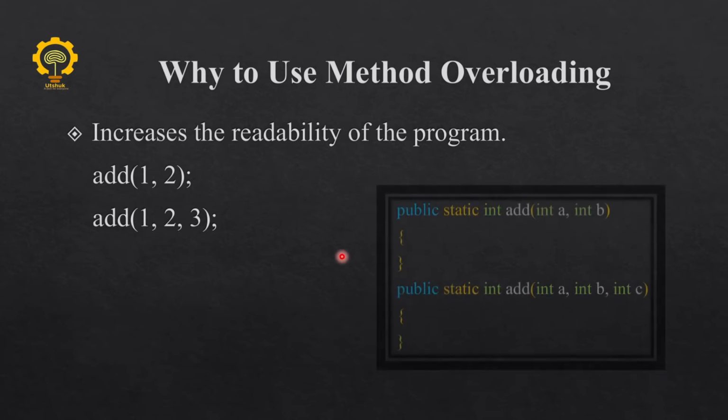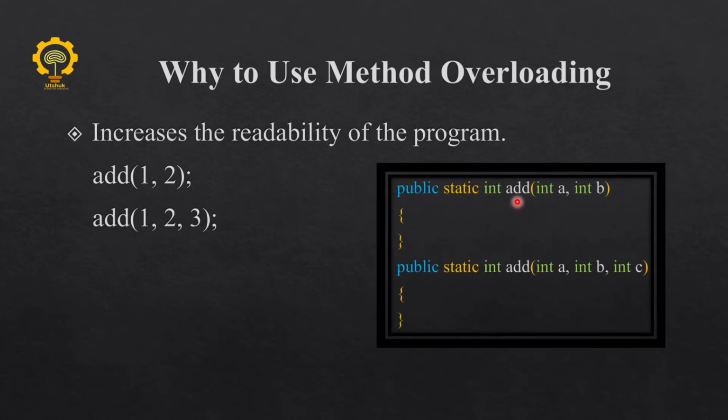So suppose we define the methods like this with the same name but with different parameters, then the readability of the program is enhanced. So using the method overloading concept, we don't have to define different names for adding different numbers with different parameters, but we can simply give the same name and only the signature is different. In this way the readability also increases and we also achieve method overloading functionality.